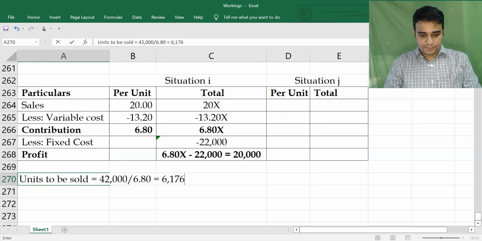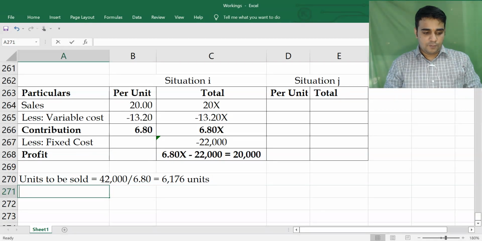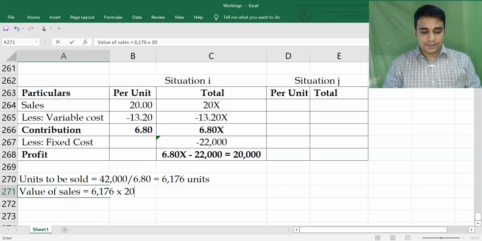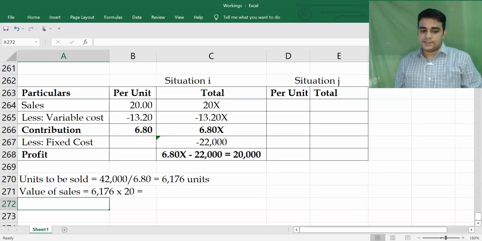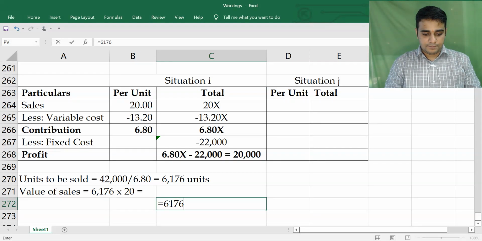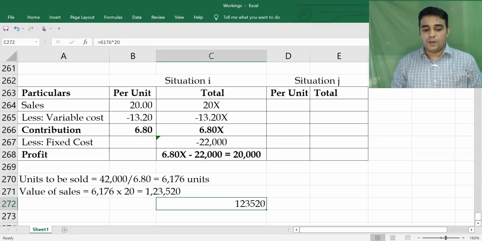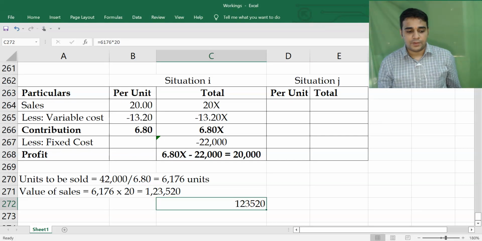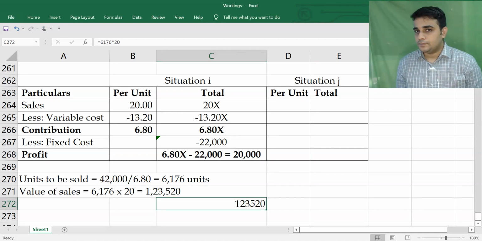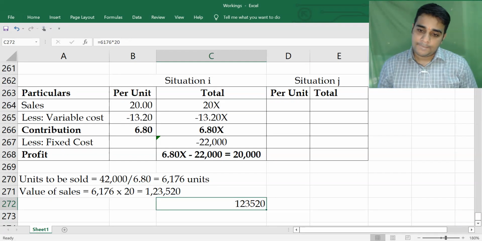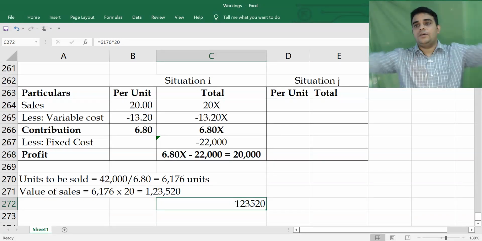6176. And value of sales is 6176 into 20, which is $123,520. Okay.